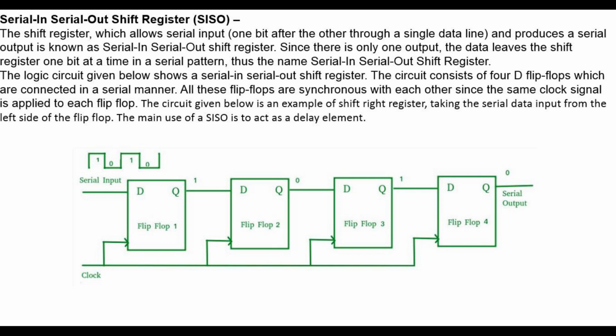The logic circuit given below shows a serial in, serial out shift register. The circuit consists of 4 D flip-flops which are connected in a serial manner. All these flip-flops are synchronous with each other since the same clock signal is applied to each flip-flop. The circuit given below is an example of a shift register taking the serial data input from the left side of the flip-flop. The main use of SISO is to act as a delay element.